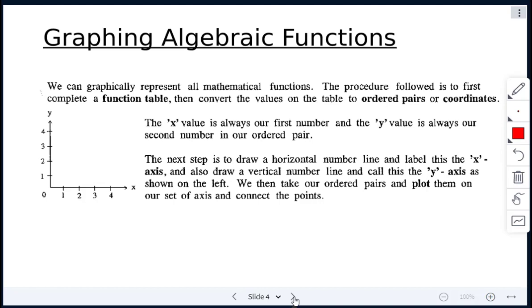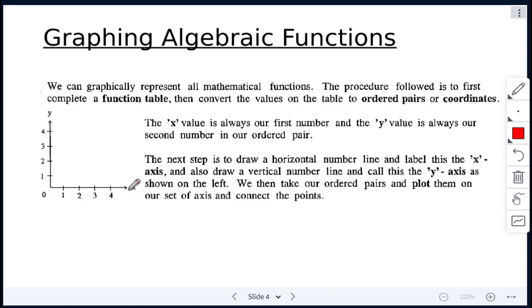Okay, so once we have completed function tables and we have our x and y, we are able to graphically represent the function. So the procedure is to first complete that function table, then we would convert those values into ordered pairs or coordinates. So the x value is always first, and then the y value is our second number in our ordered pair. After that, you can set up your graph like this.